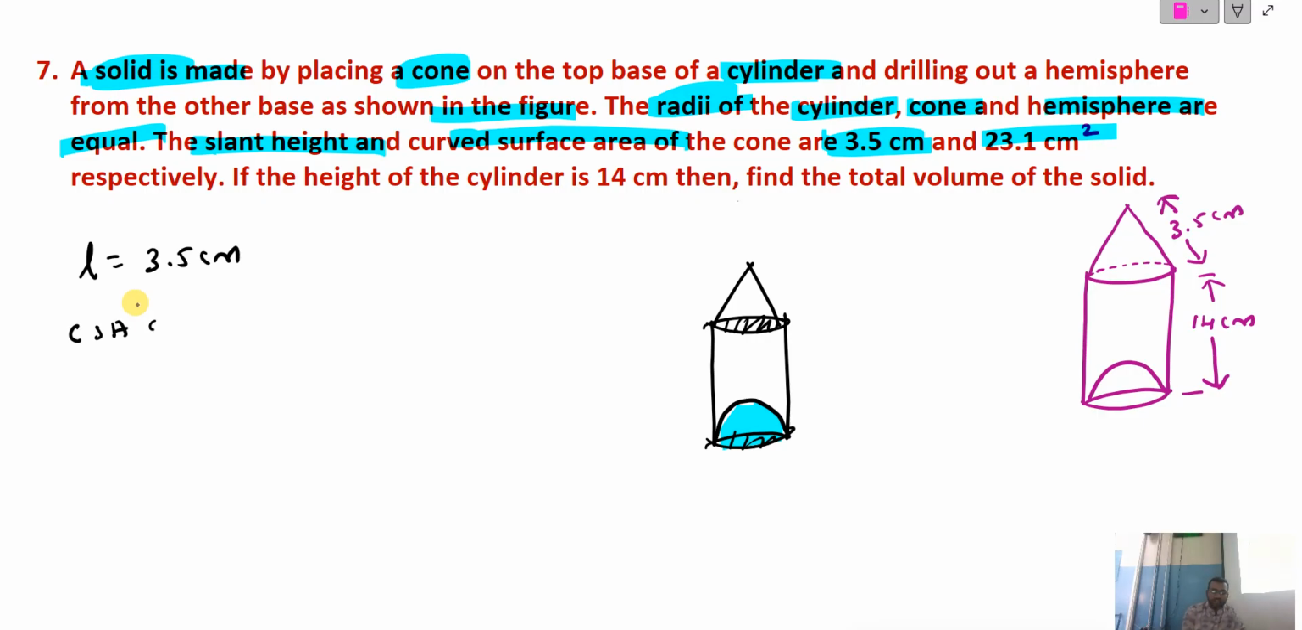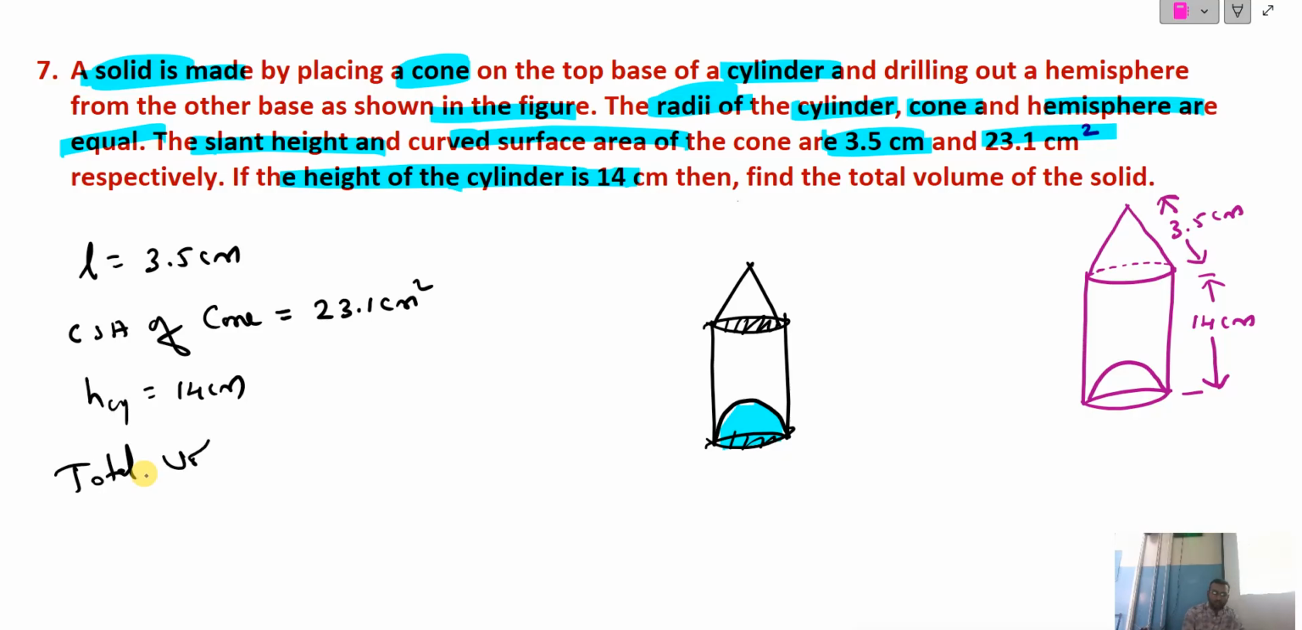In the question itself they have given the curved surface area of the cone, and we are not finding that. So the value is 23.1 centimeter square. The slant height value is given, and also they have given the height of the cylinder. The height of the cylinder is 14 centimeter. Now my dear students, they are asking us to find the total volume of the solid. We need to find the total volume.